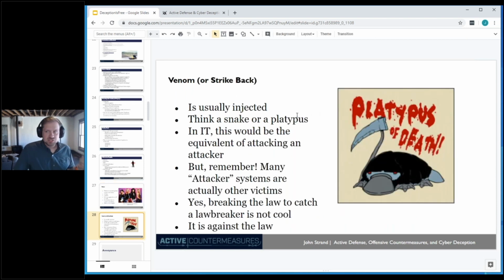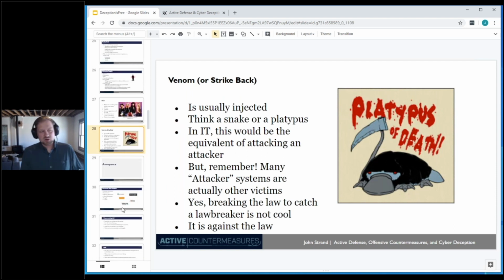Now, venom and strikeback is also in this category as well. So with venom and strikeback, that's where we're actually trying to attack an attacker's IP address directly. This is a strike, a venomous snake. They're going to strike out. This is against the law unless you have a fully executed warrant to actually do these activities. So I strongly discourage anybody ever at all from doing full strikeback or venomous level attacks against an IP address. We don't want to be in a situation of being an attacker as well.